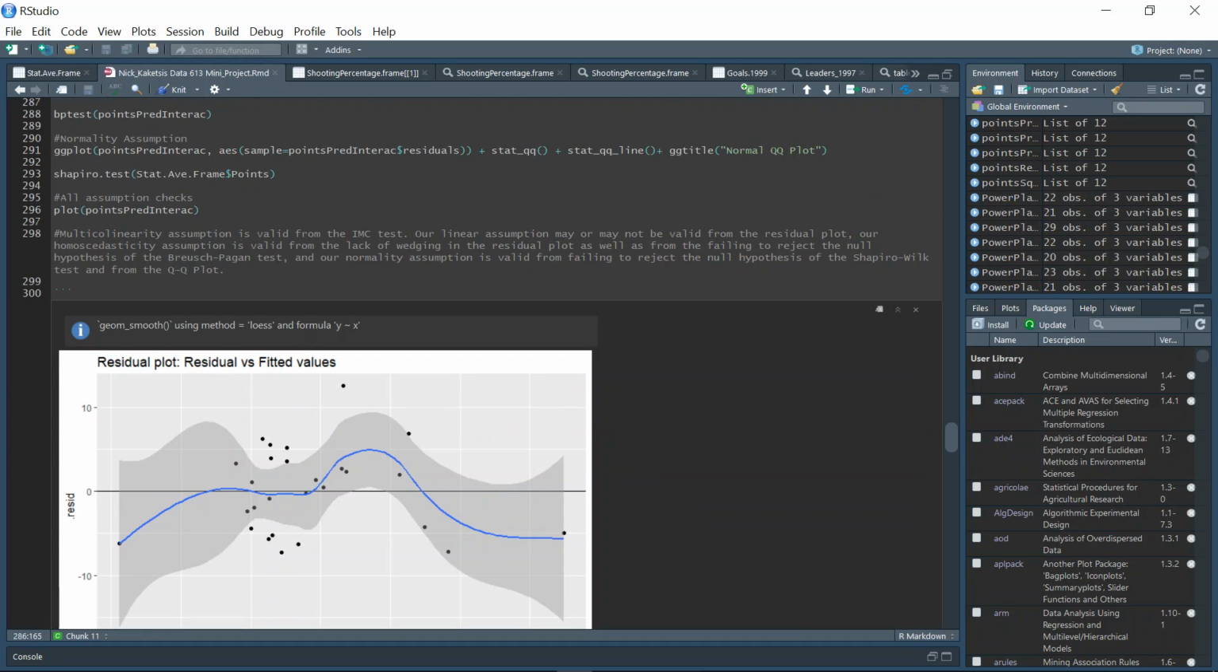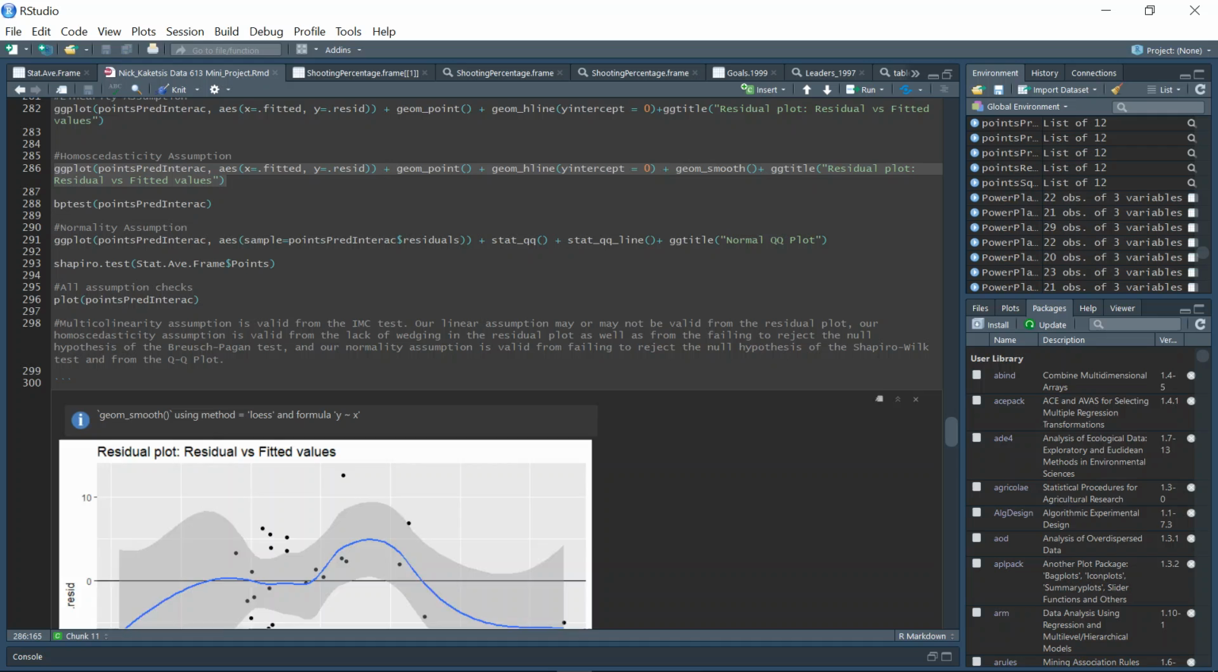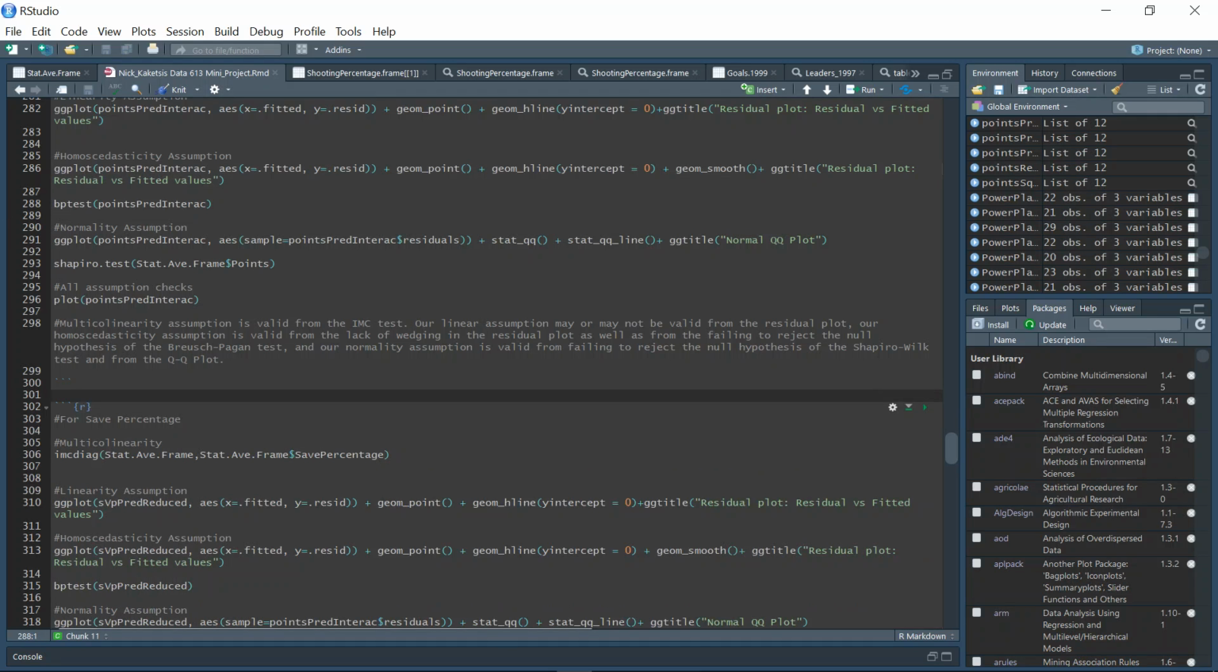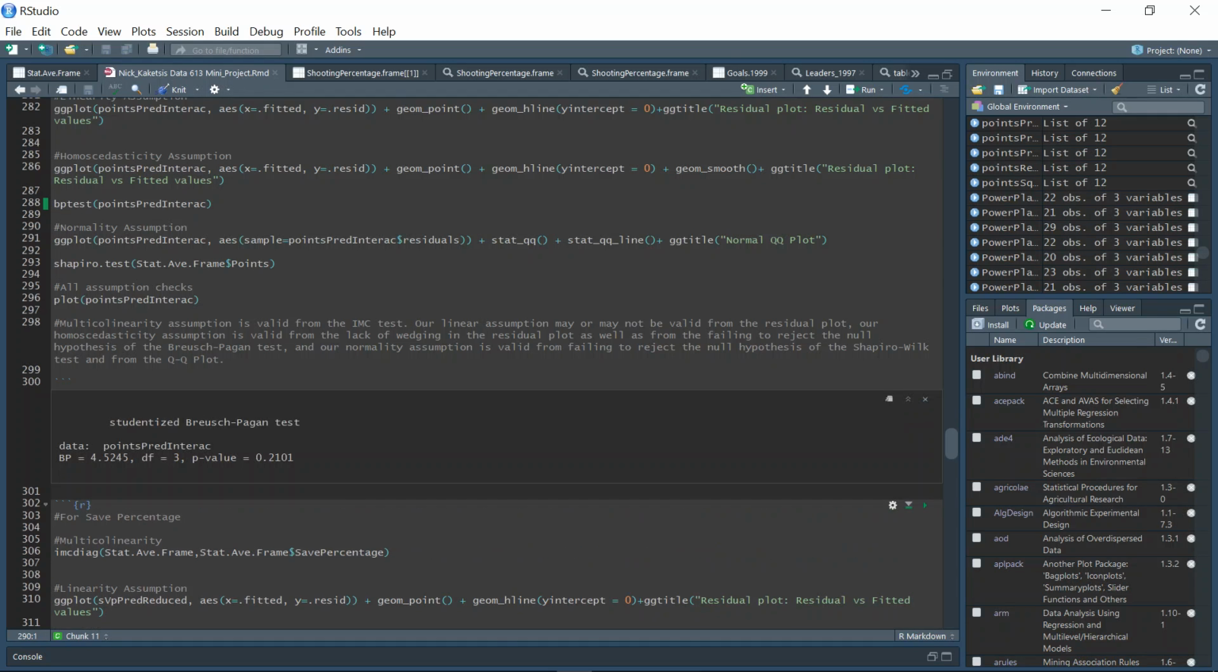anything like that. A secondary test we can look at is the BP test, the Breusch-Pagan test. Since our p-value is 0.21, this doesn't give us enough evidence to reject our null hypothesis. In this case, the null hypothesis is that the variances are equivalent. So we pass our homoscedasticity assumption here.